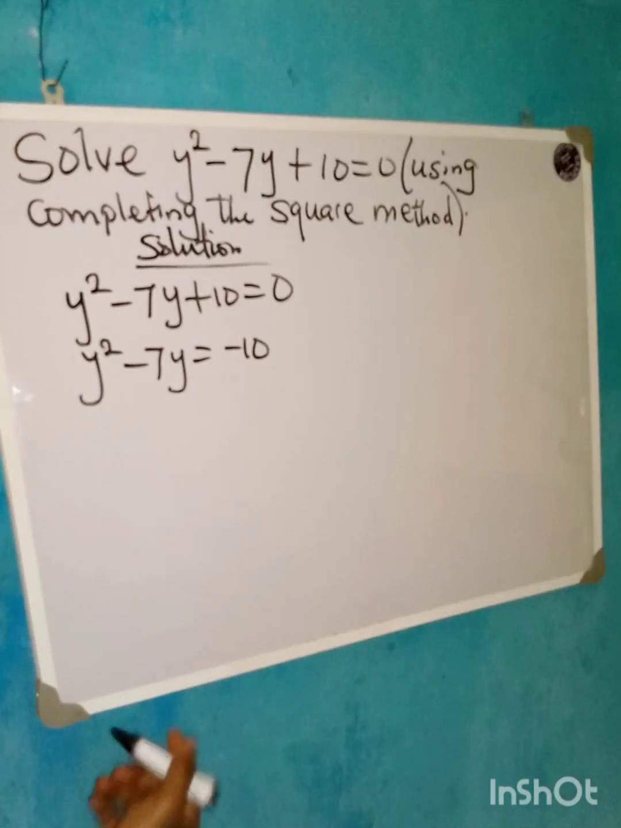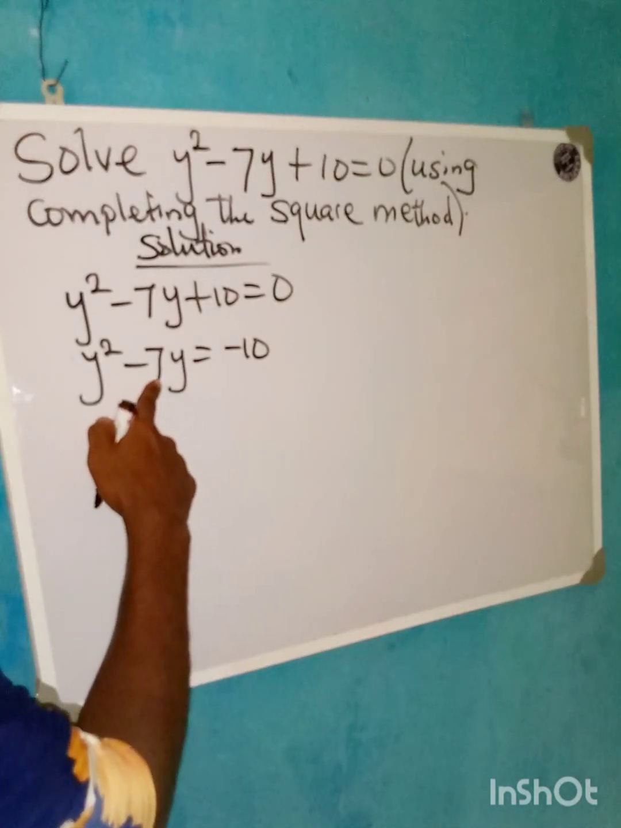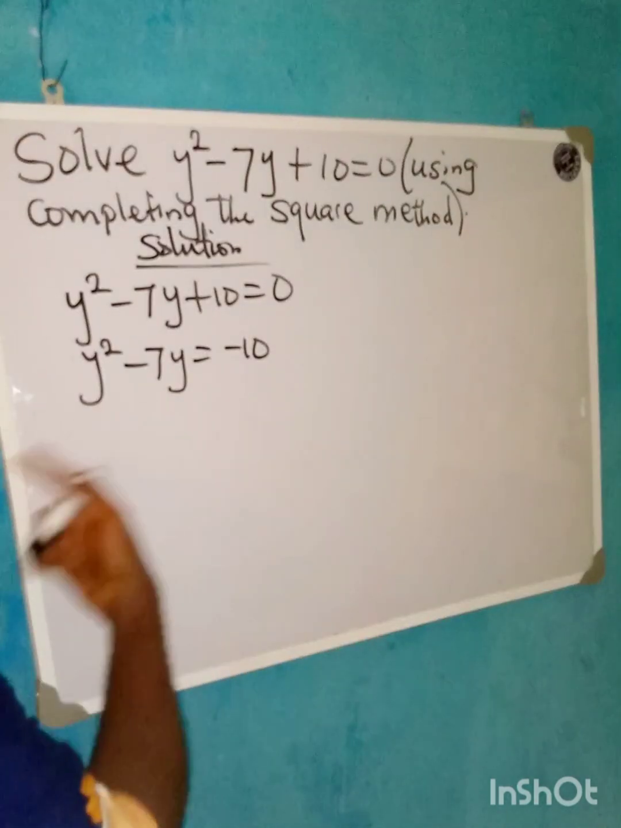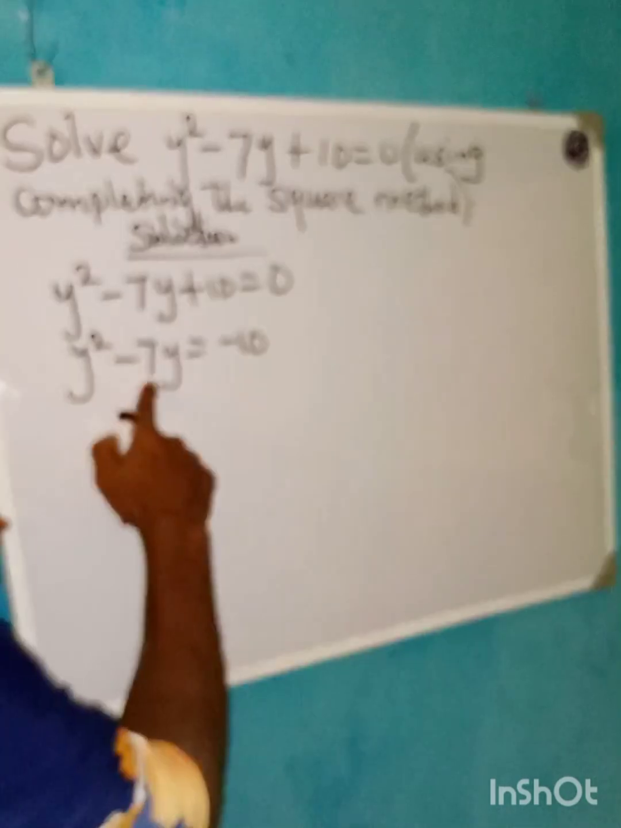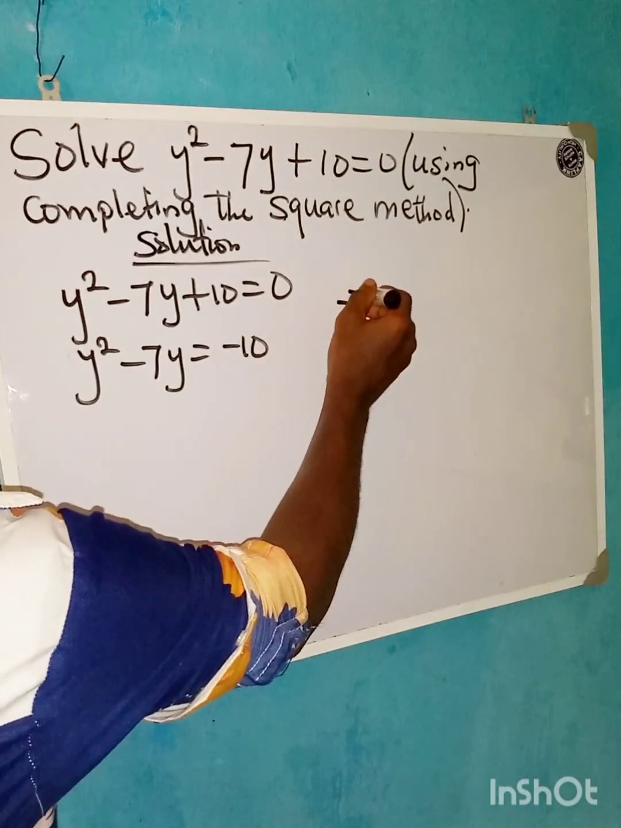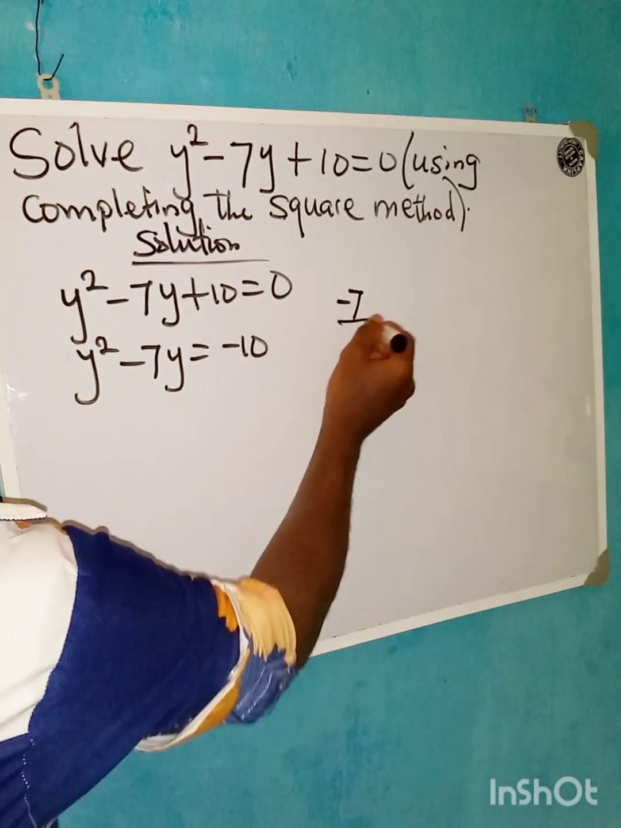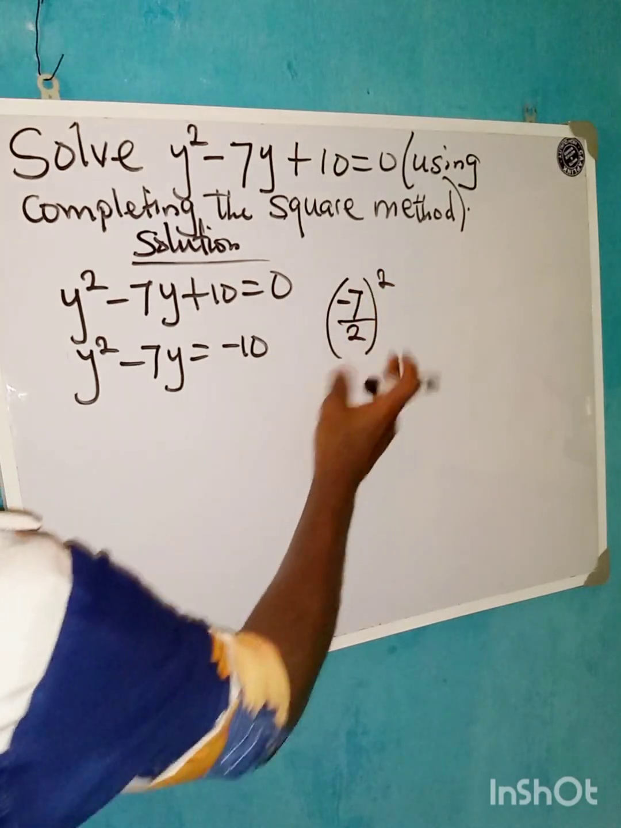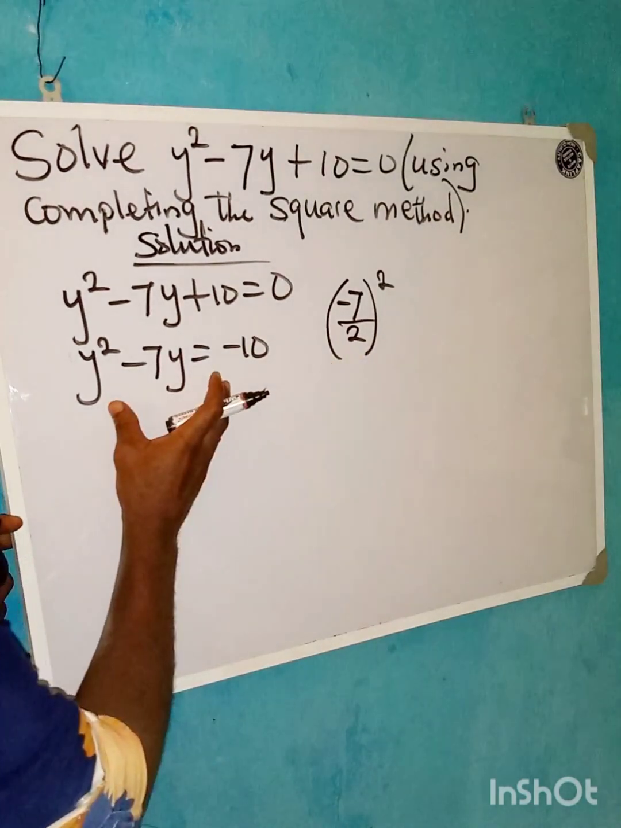And then the next thing is you are going to add half of the coefficient of y, square it, then you add it to both sides. Let's get half of the coefficient of y. The coefficient of y is minus 7, so its half is minus 7 over 2, then you square it. So we're going to add this to both sides.